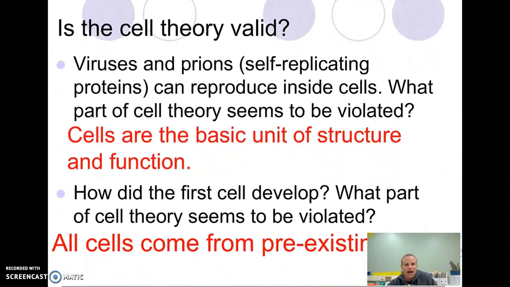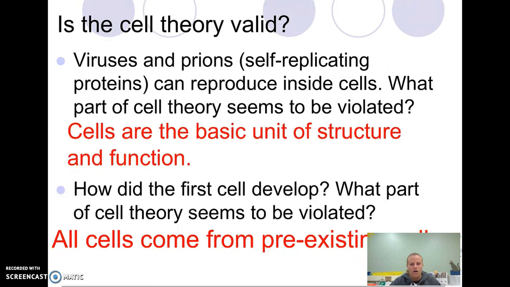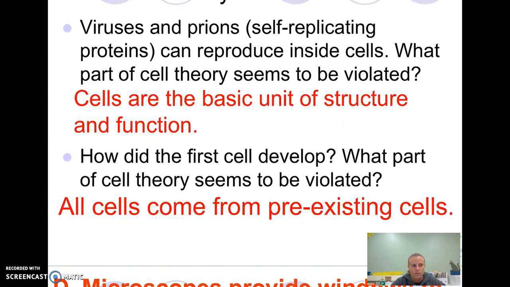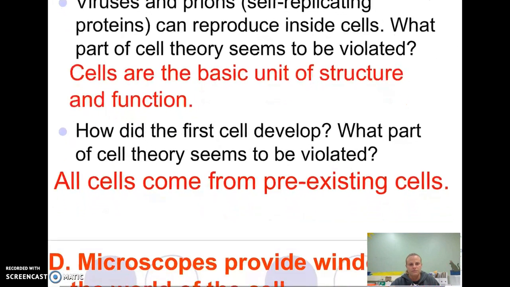So is the cell theory valid then? Because there are exceptions to the rule, but there are also other parts of the cell theory that seem to be broken. For example, one of the parts of the cell theory says that cells are the basic unit of structure and function. Well, viruses and prions, which are self-replicating proteins, can reproduce inside the cells. So then are the viruses and prions the basic unit of structure, or are those cells the basic unit of structure and function? Also, how did the first cell develop, right? If all cells came from pre-existing cells, well, then where did that pre-existing cell come from? It's kind of like the chicken or the egg kind of argument.